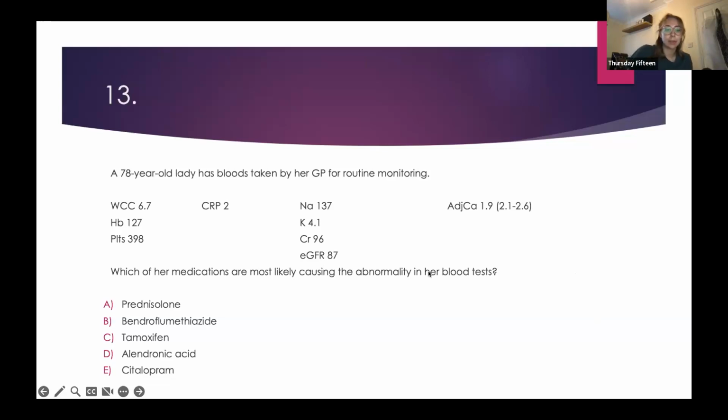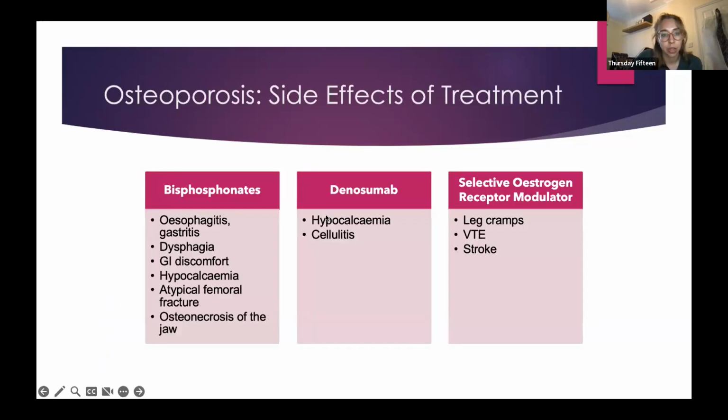Okay, so there's a bit of a mix between the thiazide diuretic and the alendronic acid. So the answer here is actually alendronic acid. Prednisolone doesn't cause a low calcium. Bendroflumethiazide can actually cause a high calcium. Tamoxifen can also cause a high calcium. Alendronic acid causes low calcium, and citalopram doesn't have any effect on calcium. So this question was kind of about side effects of osteoporosis treatment.